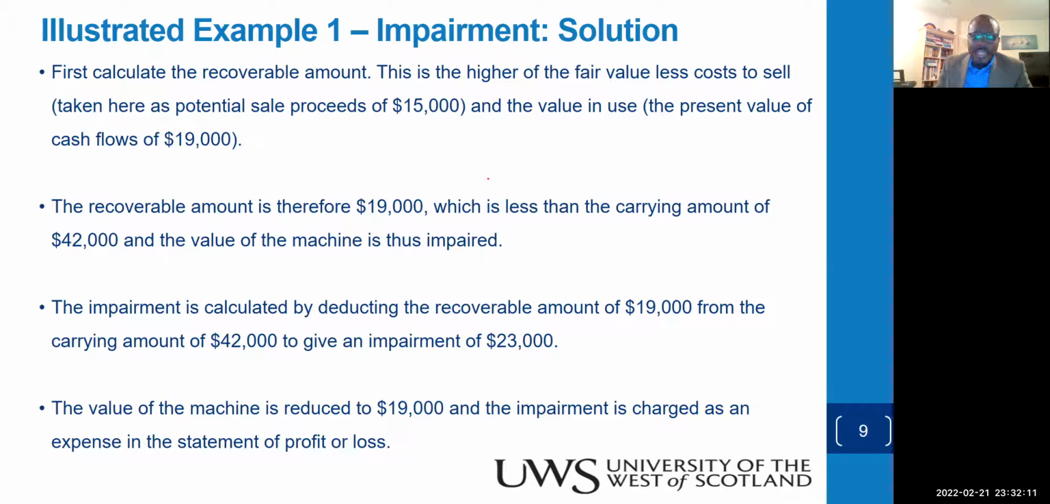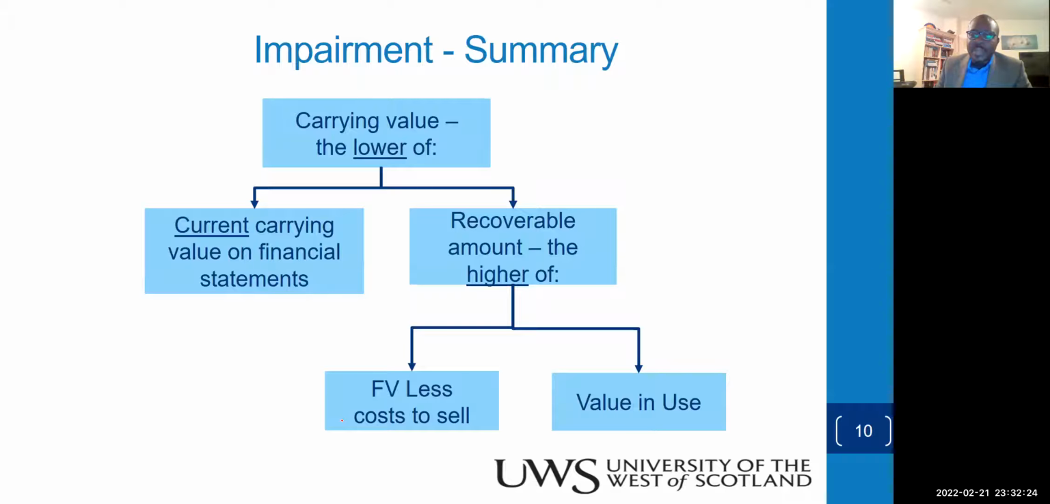So that's all I've said over here. The 42, subtract your 19, and you get 23 as the impairment. Very easy. Which we then charge to the statement of profit and loss as an expense. Debit our P&L. Once again, as a summary and overview, the carrying value of the assets in the company is the lower of the carrying value in the financial statements and the recoverable amount. The lower of. But again, the recoverable amount is the higher of fair value less cost to sell and value in use.